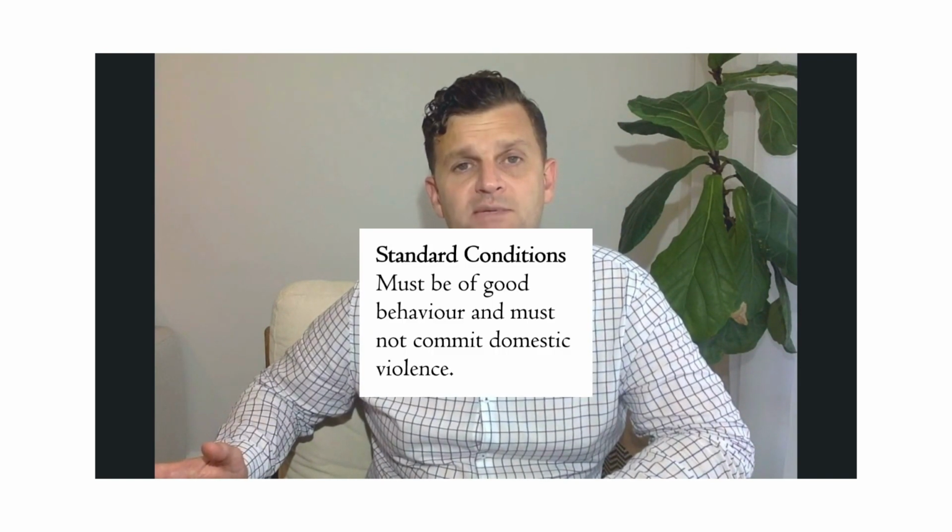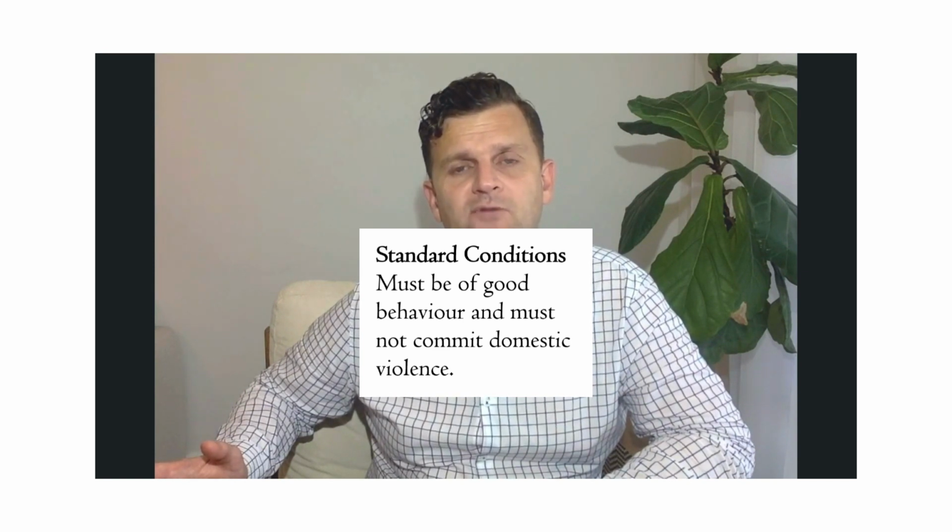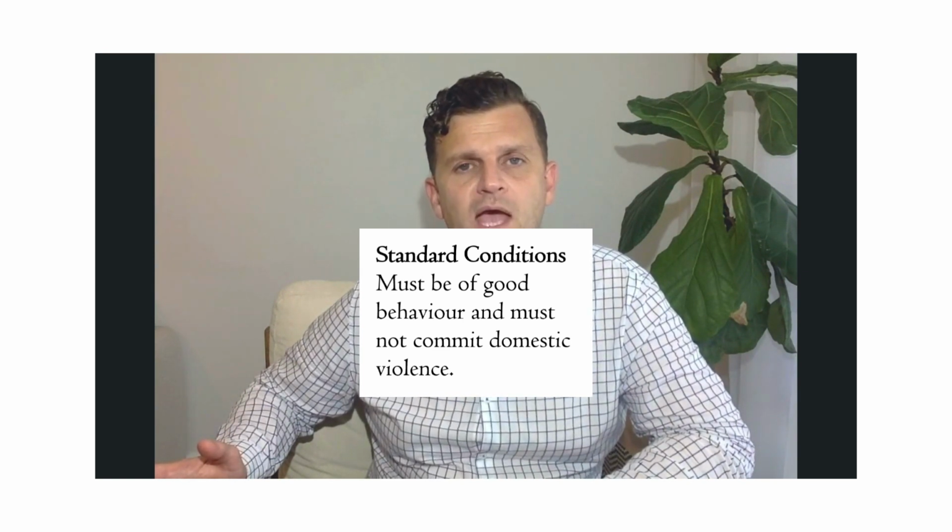When we talk about domestic violence orders, we often talk about the standard conditions and additional conditions. The standard conditions are the conditions that are on every domestic violence order: to be of good behaviour and not to commit domestic violence against the aggrieved. Additional conditions might include things like not approaching the aggrieved or not approaching within 100 metres of the aggrieved, to not contact the aggrieved, or to not approach within 100 metres of a place where the aggrieved frequents, such as the aggrieved's place of work.